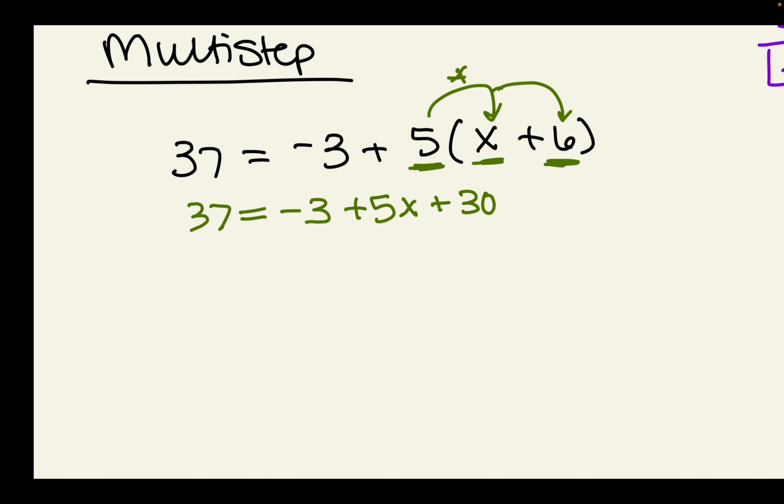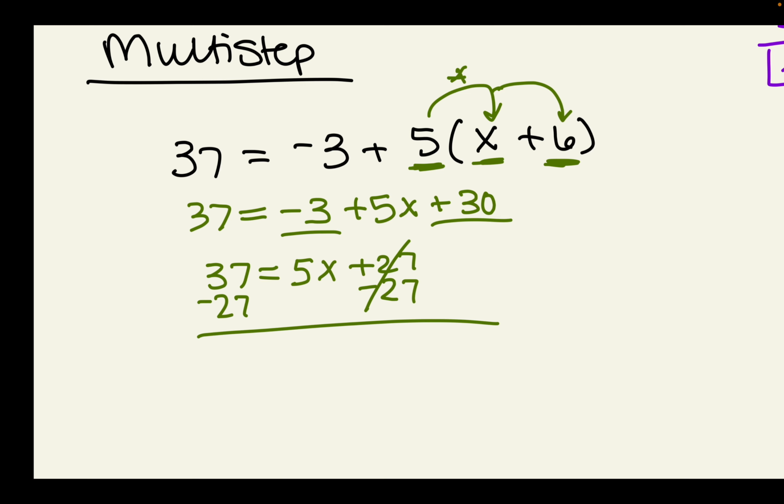Now you're going to combine like terms. So our negative 3 and 30 are going to combine together. Because they are on the same side of our equal sign, you're actually going to have 5x plus 27. Now, because we are moving this 27 across the equal sign, that's when you have to do the opposite. So instead of a plus 27, we're going to minus 27. So we're left with 5x equals 10 divided by 5, and we get 2 is equal to x, or x equals 2.